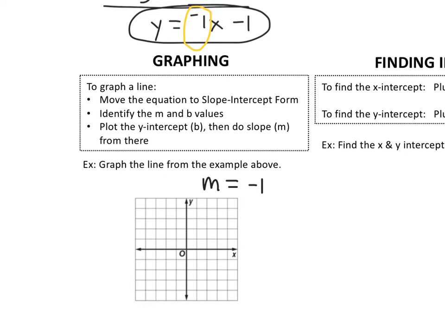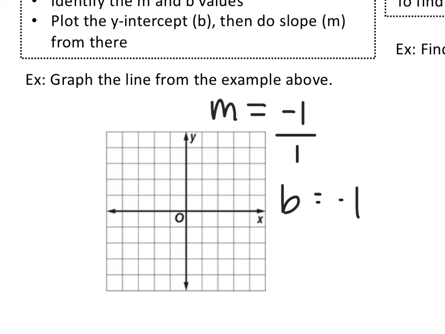Now, when you're graphing, it's really helpful to have that as a fraction, so we can always put it over 1. And then our b is this -1 on the end. So b equals -1. b is your y-intercept, so you're going to graph that. I'm going to zoom in a little bit so it's bigger. You're going to go down to -1 on the y-axis, and then this movement is down 1, right 1. So you go down 1, right 1, down 1, right 1, down 1, right 1, and so on.